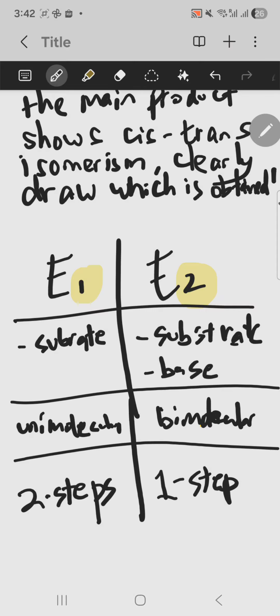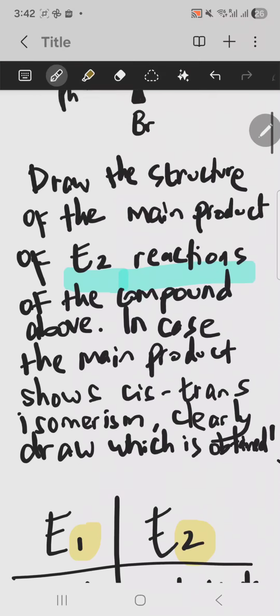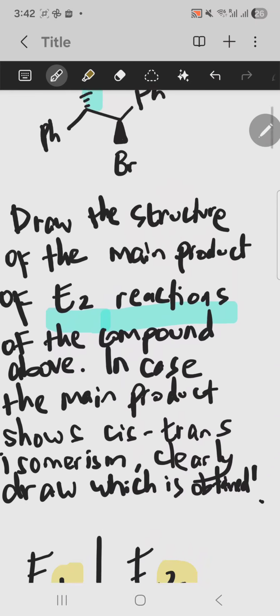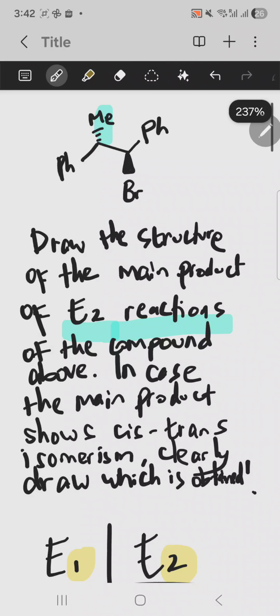Okay, let's focus back to the question. The question is about E2 reaction. So the previous explanation is just a reminder for it. So let's go back again to this question. And this question is asking about the main product of the molecule if it goes through E2 reaction.